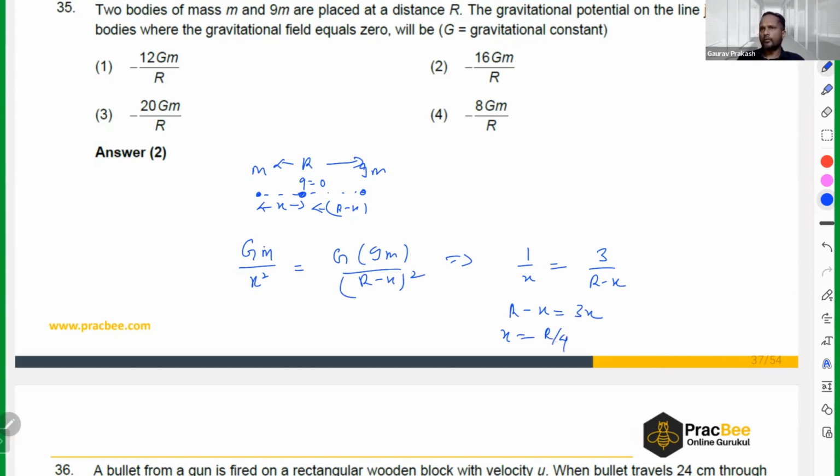Now I have to find out the gravitational potential. So gravitational potential is given by the sum V1 plus V2, which is minus G m upon r by 4 minus G into 9m upon 3r by 4. You can simplify this to get an answer.